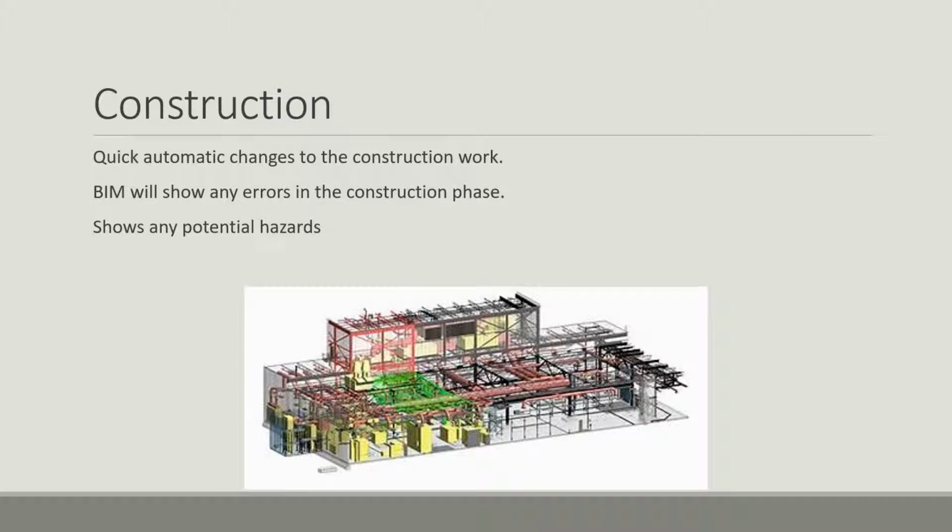Construction. Quick automatic changes to the construction work. If something in the design needs to be changed, this will affect the rest of the construction, but it won't matter as all of this will be automatically changed to fit in. BIM will show any errors in the construction phase. Therefore, if the dates don't match, it'll pop up telling you this so it can be changed. It also shows any potential hazards. This leads to safer construction as any precautions can be made.